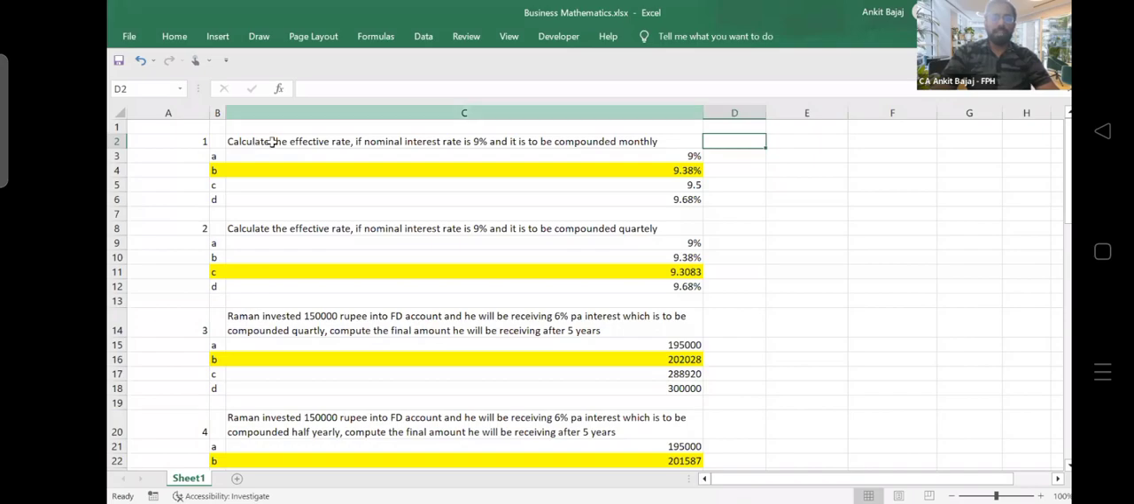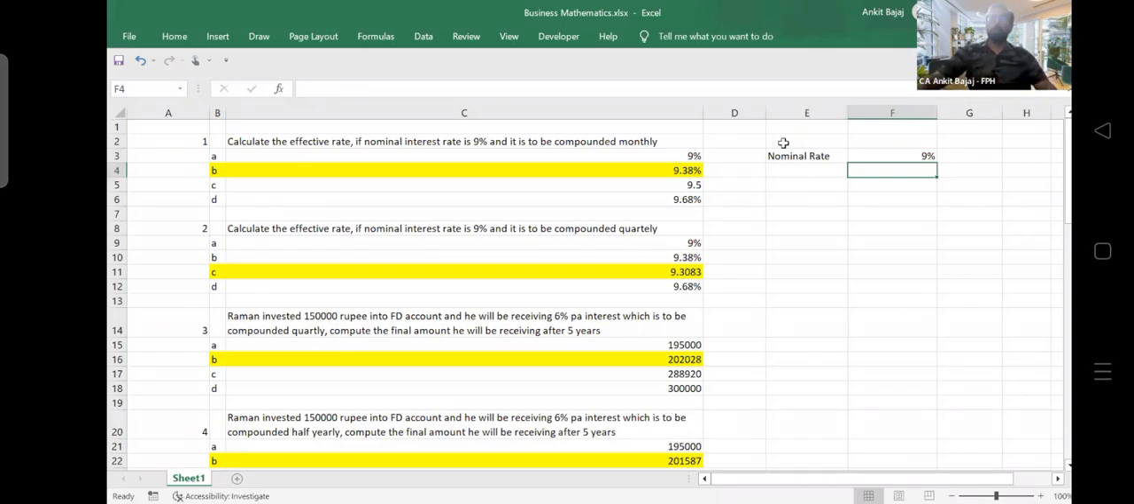So, what is the first question? Calculate the effective rate if the nominal rate is 9% and it is to be compounded monthly, right? What we have to calculate is the effective rate. So first I will write down the nominal rate here. What is the nominal rate? Nominal rate is 9%, right?